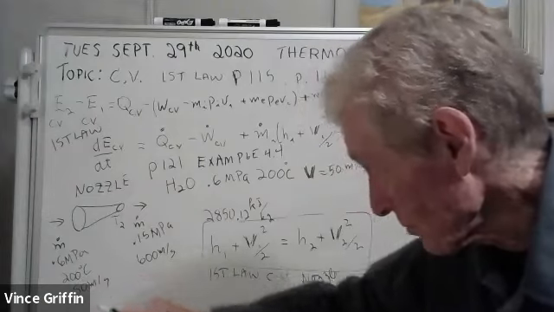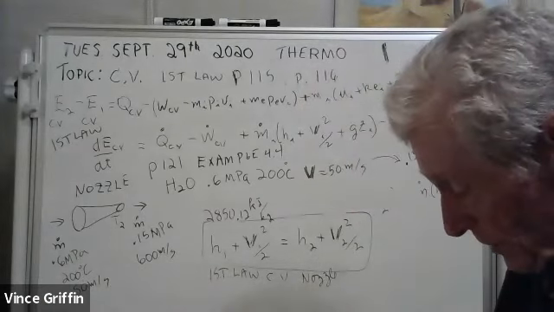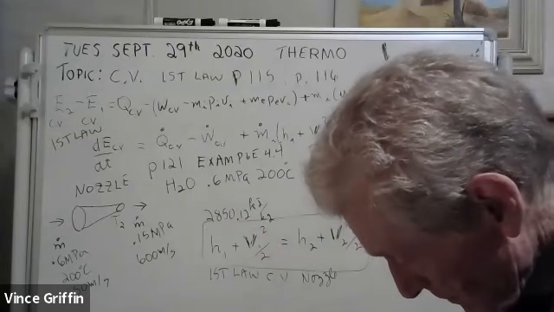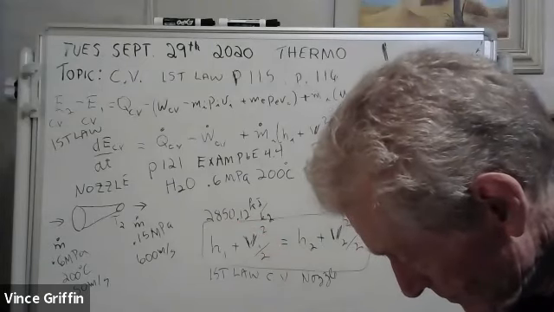Now there's one. It's 0.6 megapascals, that's 600 kilopascals, and 200 Celsius. Go to the back for water and find 2850.12. I need another uh-huh. Yeah, there's one. Good going.